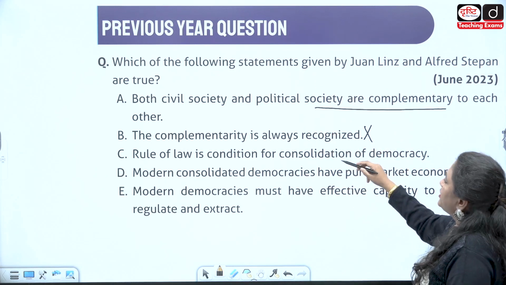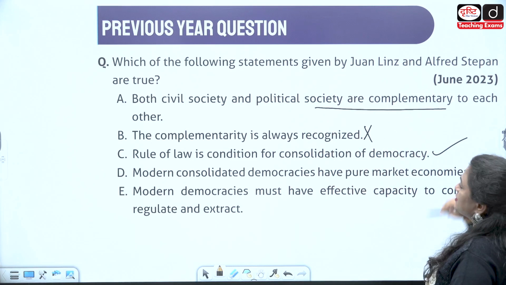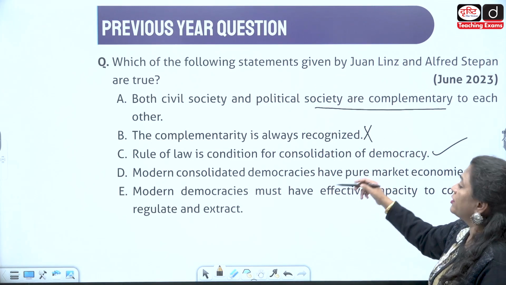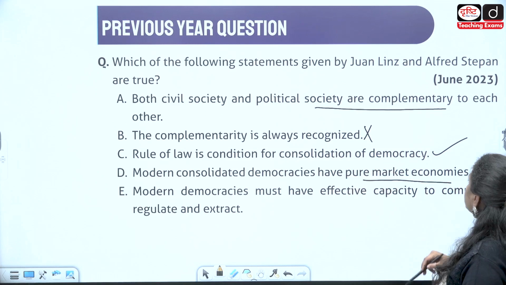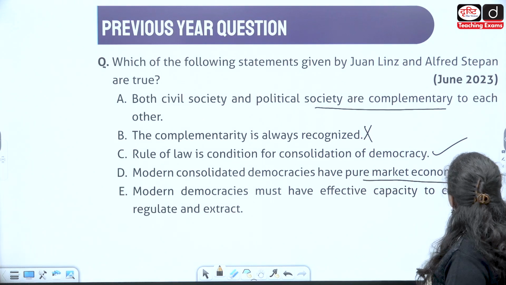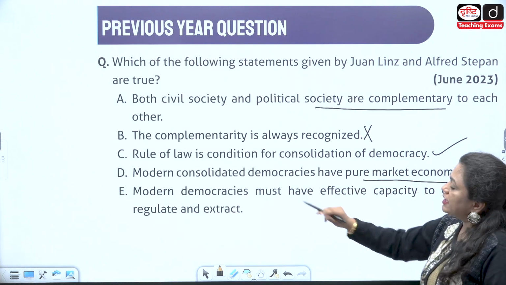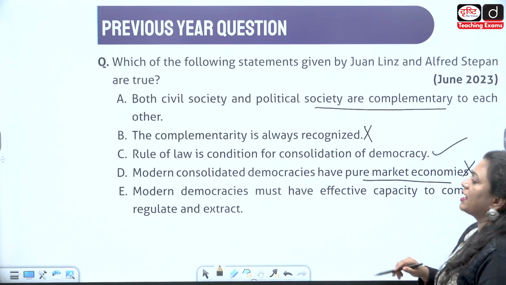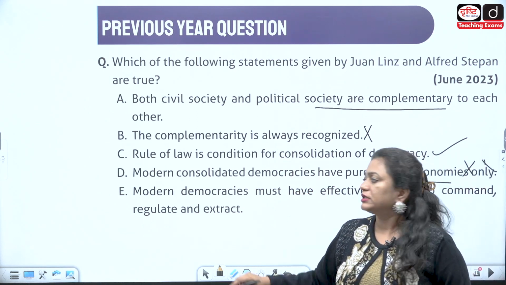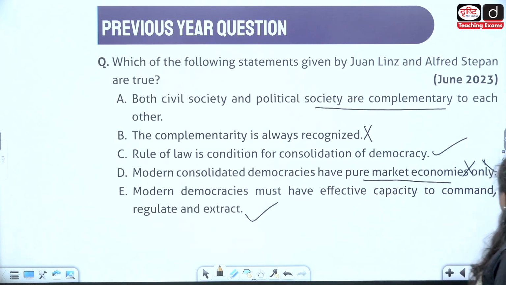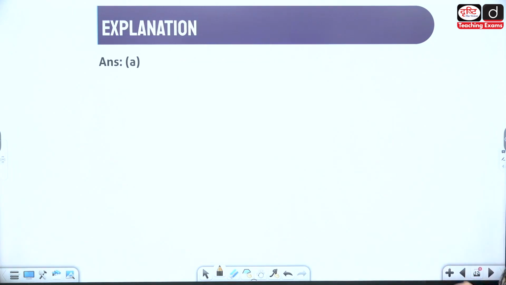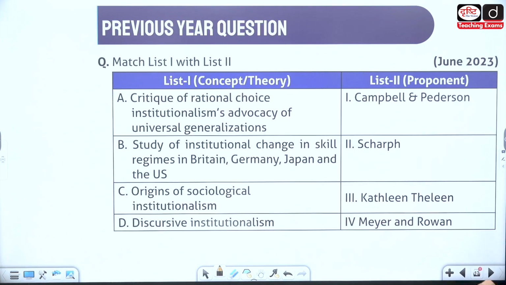Rule of law is a condition for consolidation of democracy. It's a true statement. And then D, modern consolidated democracies have pure market economies only. It's a wrong statement. Then we have E, modern democracies must have effective capacity to command, regulate and extract. It's a correct statement. So as you know, option A has A, C, E only. So it makes our answer correct, right?